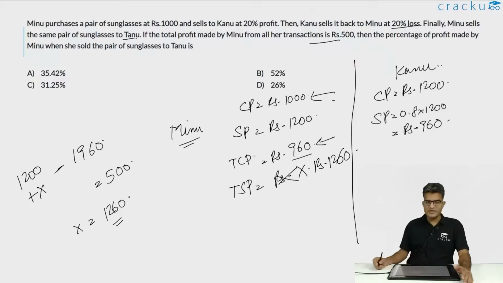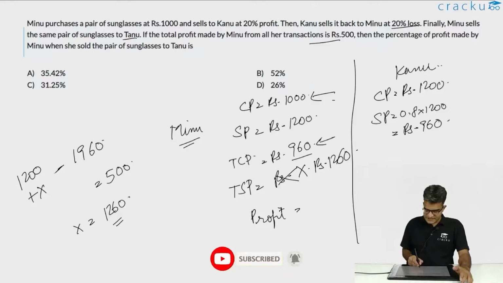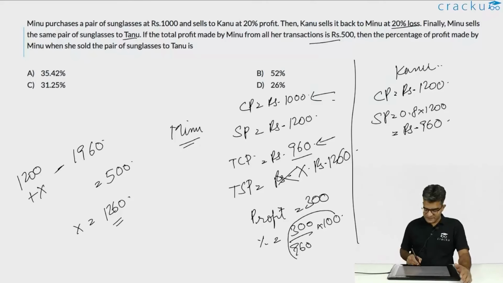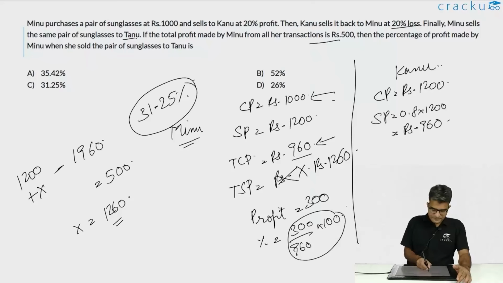The second time she bought it at 960. So the profit is equal to 300, and the profit percentage is equal to 300 divided by 960 into 100. You can simplify this. This will be equal to 31.25%, which is option C.